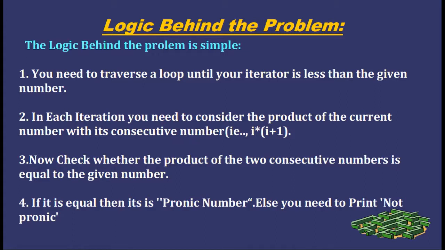If it is not, next traverse the loop in the same manner until you find the number or you reach your iteration limit. So in each iteration you need to consider the product of the number with its consecutive number. Now check whether the product of the two consecutive numbers is equal to the given number. If it is equal, you simply print it is a pronic number, else you print it is not a pronic number. So the logic is very simple, you just need to understand how you are going to solve this problem.